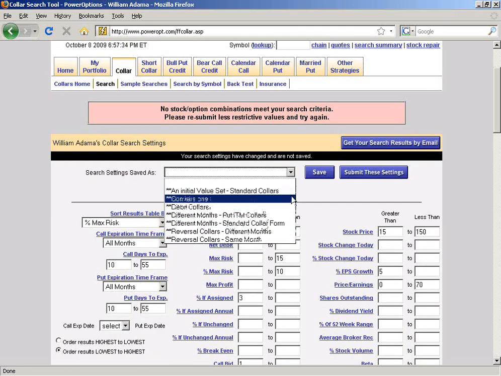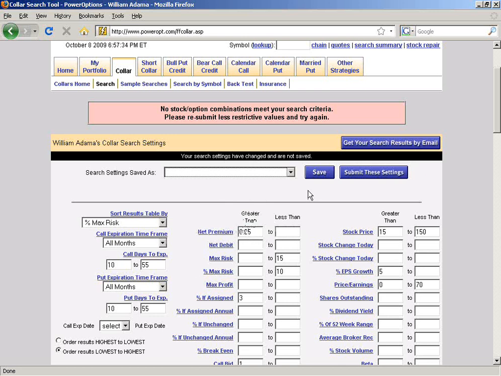Those are some of the different types of collars you can build. What I want everyone to do, even if you don't have a 14-day free trial to PowerOptions, is go to PowerOp.com, sign up for the free 14-day trial, go into the collar tool, go into the search here and play around with some of those searches so you can see the different forms of collars there. Take a look at the profit and loss charts so that you can see whether it's bullish or bearish.